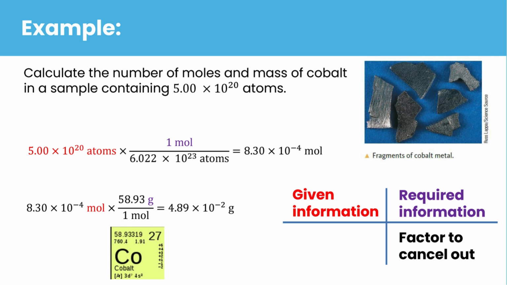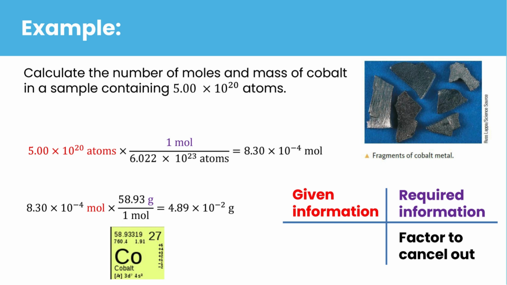Okay, you start with atoms, you want grams. Path is atoms, to moles, to grams. Step 1, atoms to moles. Use Avogadro's number. Right, set it up so atoms cancel. 5.00 × 10^20 atoms times 1 mole per 6.02 × 10^23 atoms. The source calculation gives 8.30 × 10^-4 mole of cobalt. Okay, now I have moles.